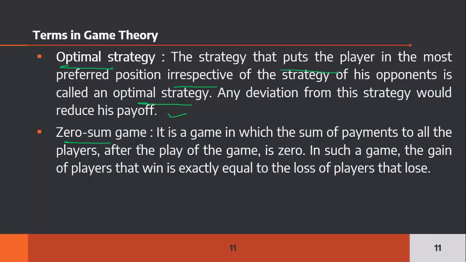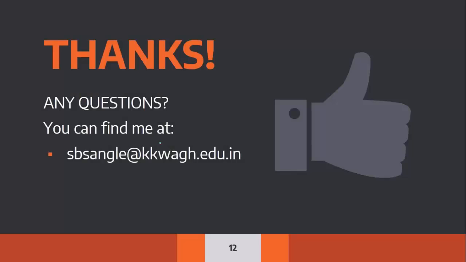The next one is the zero-sum game. We already discussed it. If the payoff is zero, that means if the win of a player is equal to the loss of the opponent, then we call it a zero-sum game or constant game. So these are some theoretical aspects of game theory.